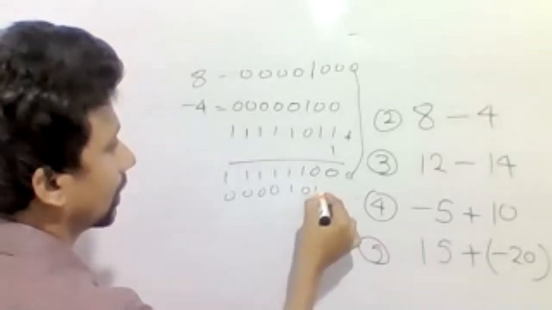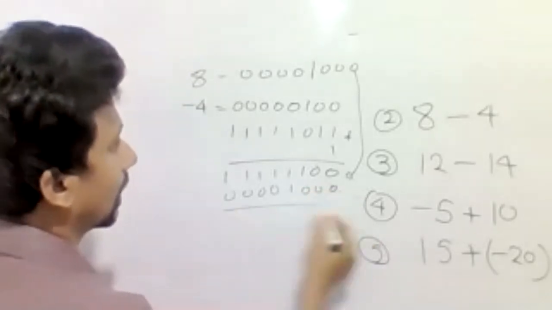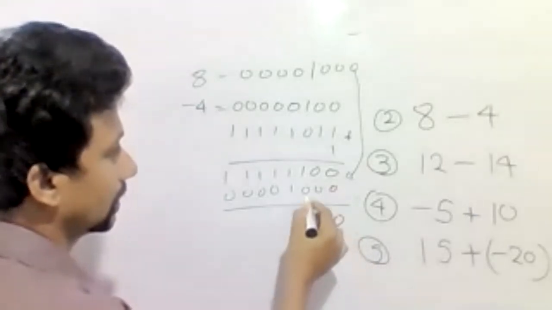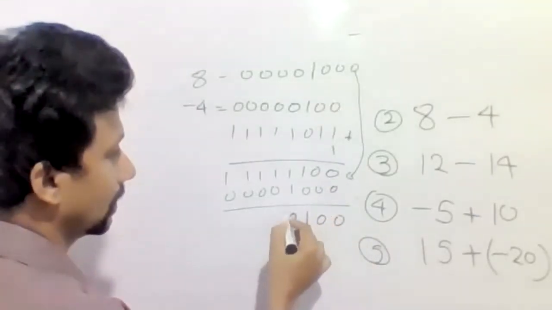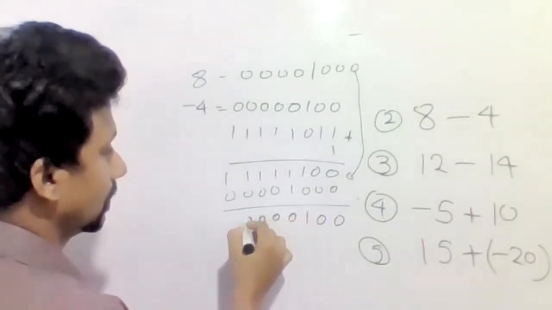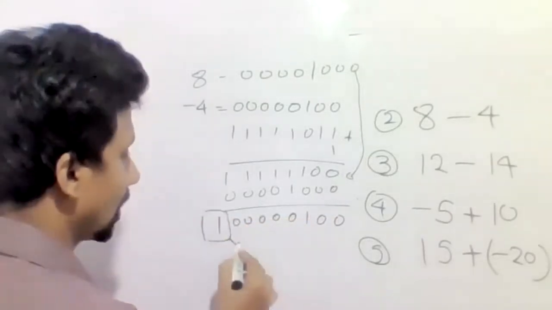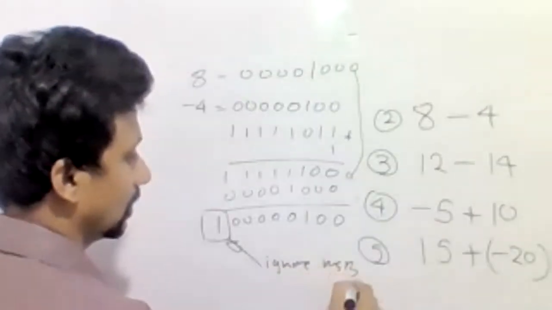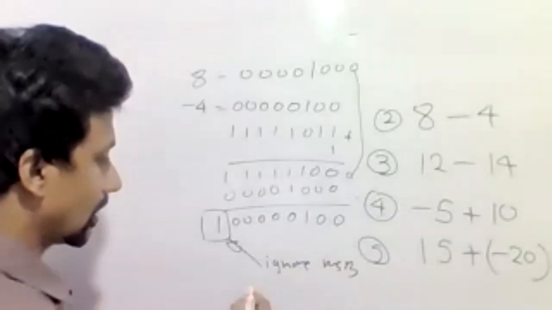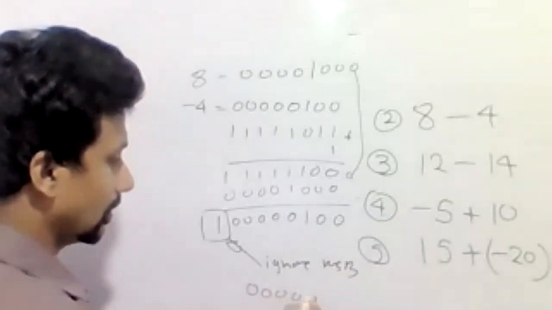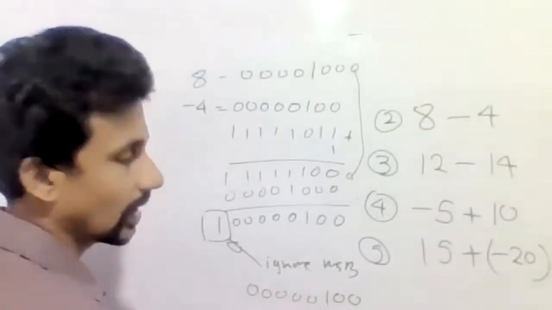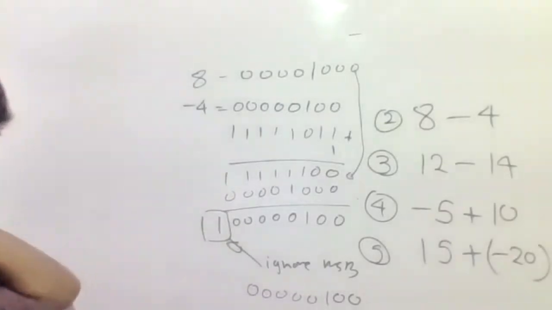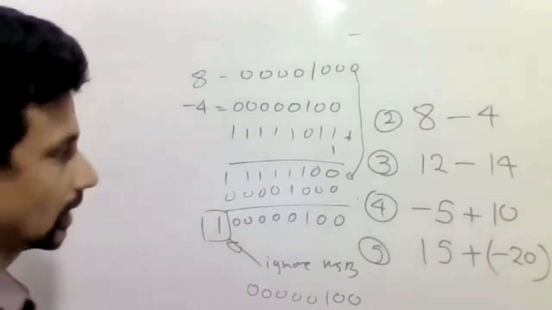So when you are writing, you can write them separately. Your answer will be 1 0 0 0 0 0 1 0 0. And here you are getting 9 bits. You have to just ignore the carry bit. Then your answer you write it again: 0 0 0 0 0 1 0 0. This is your answer. You have to write the final answer later after ignoring. Right?